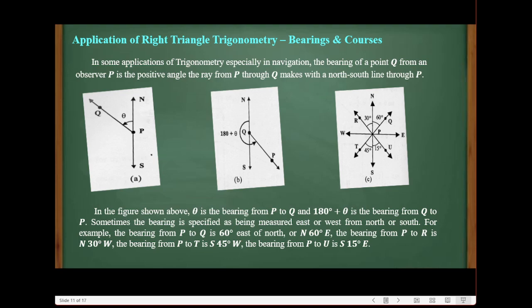I think we are referring to figure A. Okay, this one right here. Theta is the bearing. When we say bearing, it is the angular direction from point P to Q. And 180 degrees plus theta is the bearing from Q to P. I think this one.